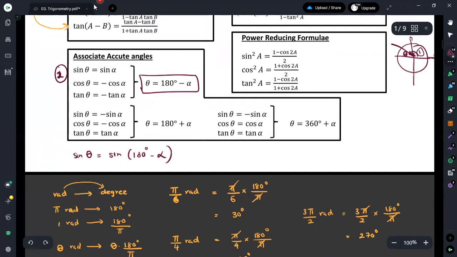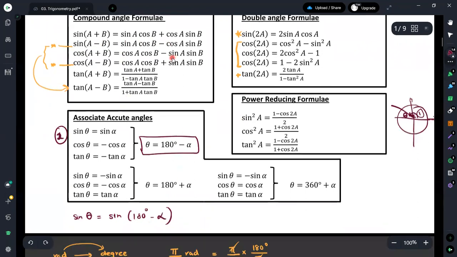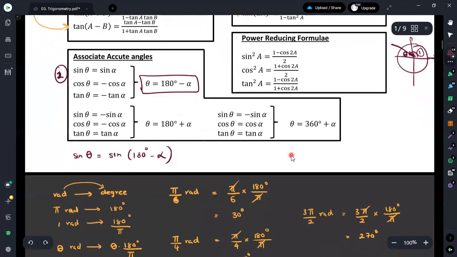Using the compound angle formula, here it is subtraction of the angles, so we can take it as sine of 180 minus alpha, and this calculation leads us to the value of sine alpha. Therefore, for the associate acute angle theta, sine theta is equal to sine alpha.